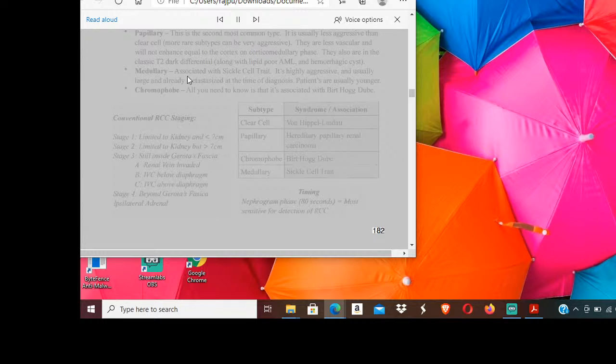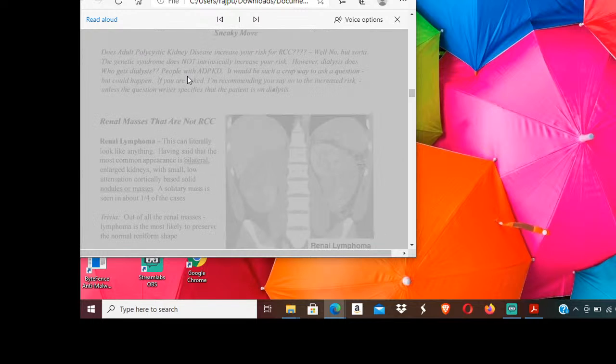Sneaky move: does adult polycystic kidney disease increase your risk for RCC? Well, no, but sorta. The genetic syndrome does not intrinsically increase your risk. However, dialysis does. Who gets dialysis? People with ADPKD. It would be such a crap way to ask a question, but it could happen. If I were asked, I'm recommending you say no to the increased risk, unless the question writer specifies that the patient is on dialysis.